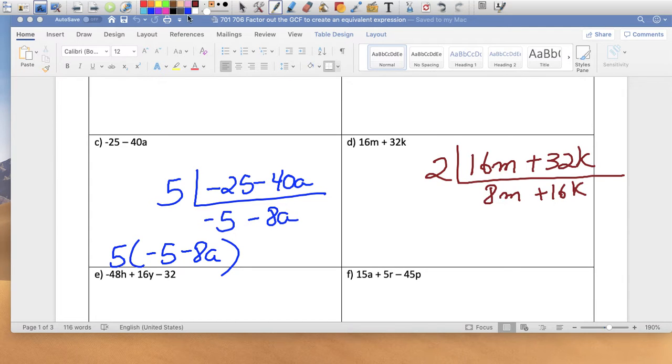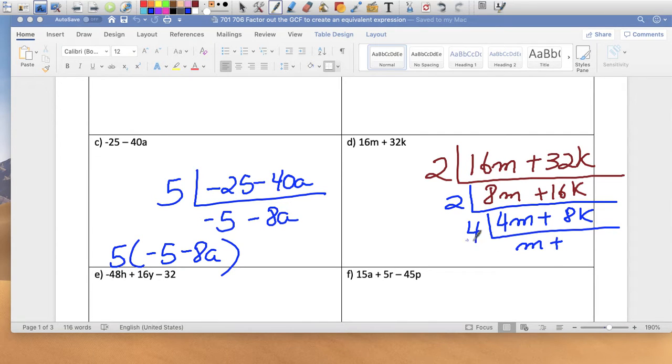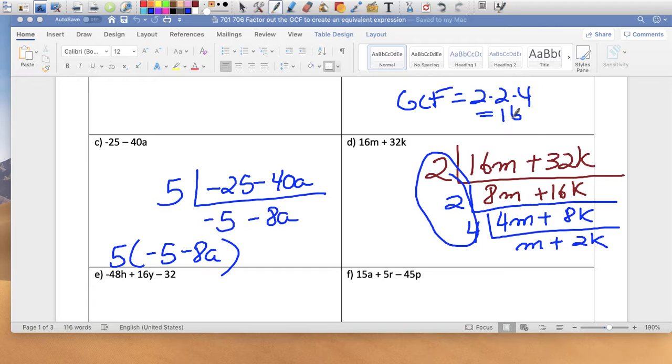And you notice we can do this again. And we're going to pull out, I don't know, let's pull out another 2. 2 goes into 8 4 times. And 2 goes into 16 8 times. And then you notice that we keep still going. So this time I'm going to pull out a 4. 4 goes into 4m 1m times. And 4 goes into 8k 2k times. Here's my final answer. And the GCF is the product of those three numbers, which is 2 times 2 times 4. And you notice that equals 16. So it's going to be 16 on the outside and m plus 2k on the inside.